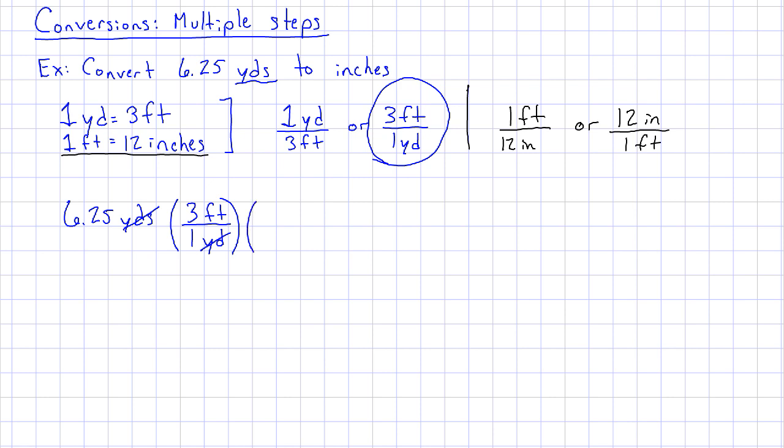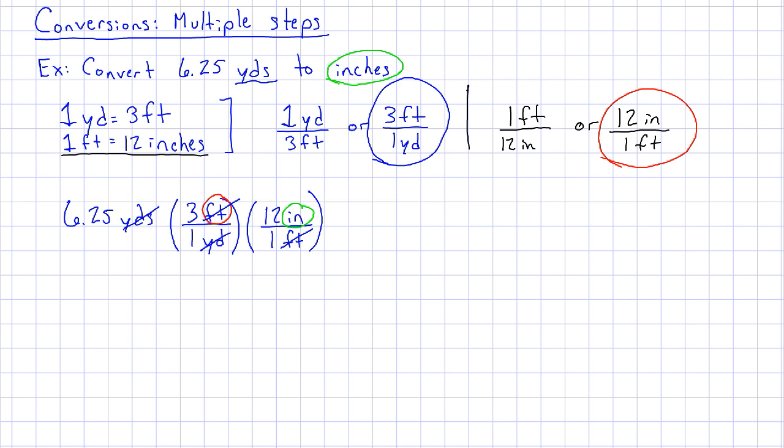So now I have feet in the numerator here. I want it to cancel, so I'm going to select the version, the equality fraction that has feet in the denominator, because that is what lets it cancel. So now I will multiply this by 12 inches over 1 foot. And that cancels the feet. So the only unit I'm left with is inches. That was my goal, so I'm happy. Once I've achieved that, I've eliminated all of the units except the one thing I was looking for.